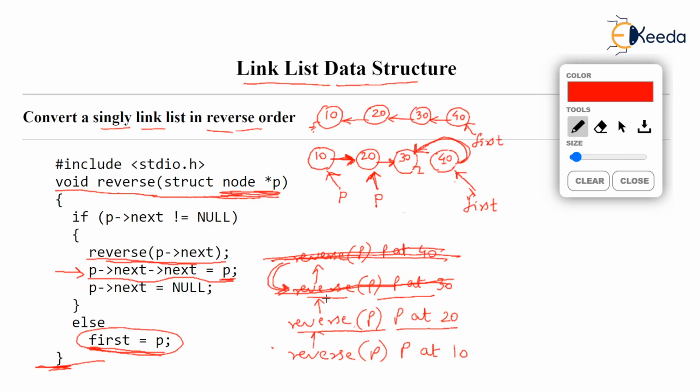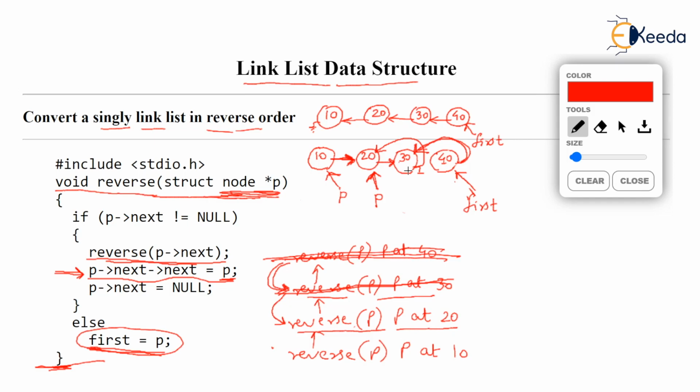So what are we now? We are back to the calling function. Calling function was reverse P with P at 20. We are back to this 20. And obviously the function for 20 will resume with the line P arrow next equal to P, because it had finished the recursive call last time. So if you trace the line P arrow next equal to P, just check the cursor place, P arrow next, this next, arrow next again. So next of 30 is now going to point wherever P points, but P points at 20.